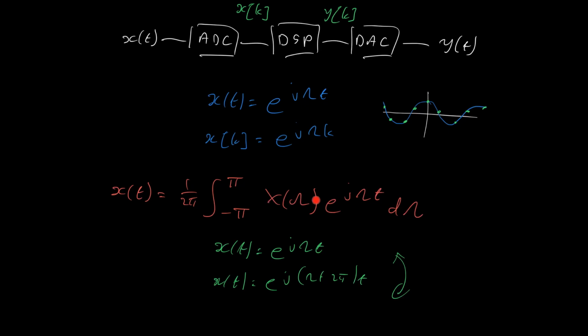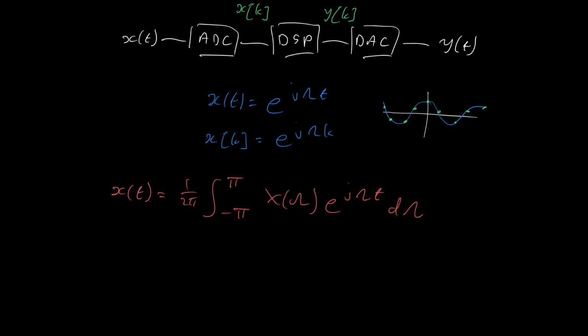By this I mean we are assuming that X of omega, the Fourier transform of our continuous time signal coming into our system, cannot contain any component outside of this region here. If it did, then we would not be able to recover it by assuming that x of t were band limited.